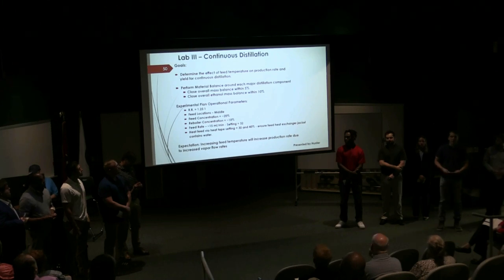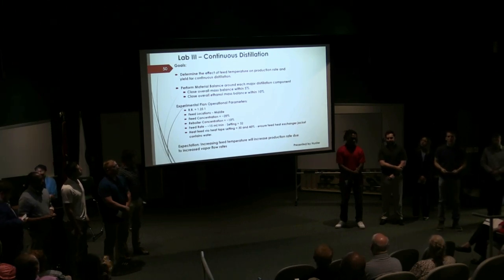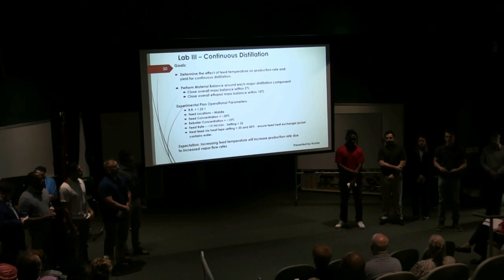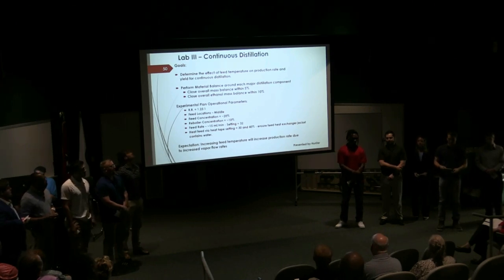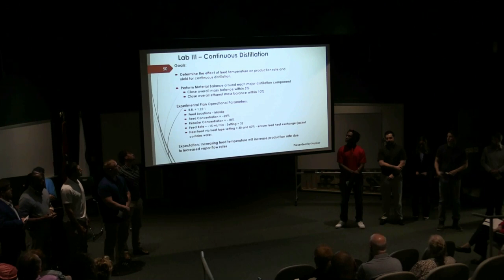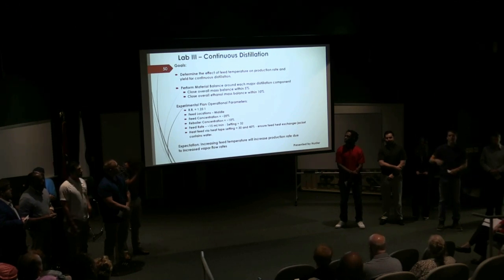And then for Lab 3, we had some goals. We wanted to determine the effects of heat temperature on production and yield for continuous distillation. And we wanted to maintain our material balances from the previous experiments. We have an experimental plan, the reflux ratio of 1.25 to 1, and we located the feed for our run in the middle of the column. And we have the heat take, it's about 30 to 40% power.